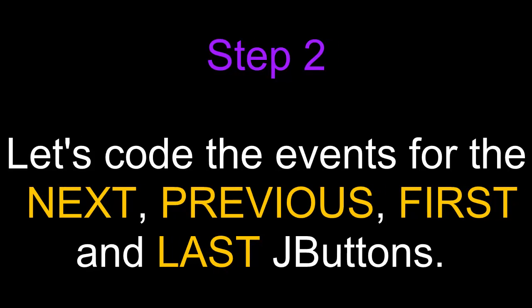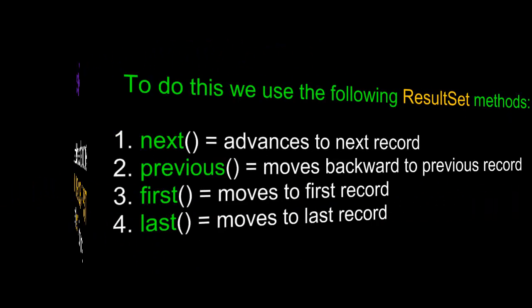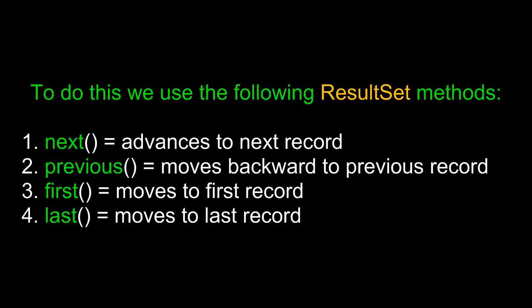Step 2. Let's code the events for the next, previous, first, and last buttons. To do this, we use the following result set methods. Next, which advances to the next record, previous, which moves backwards to the previous record, first, which moves to the first record, and last, which moves to the last record.